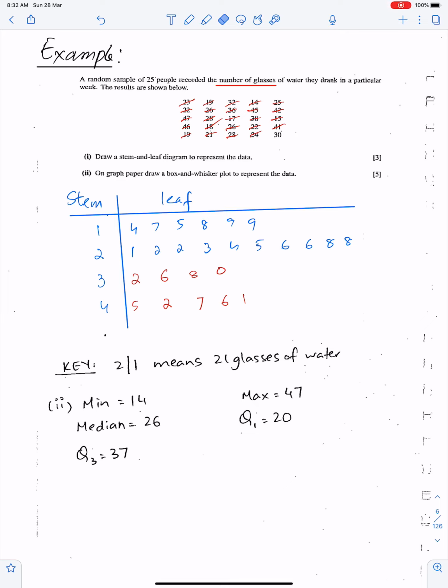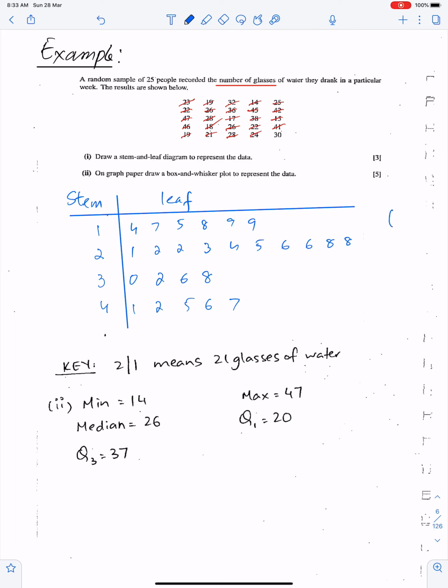The next row is 0, 2, 6, 8. Then 1, 2, 5, 7. Sorry, 1, 2, 5, 6, 7. Zero, 2, 6, 8. 1, 2, 5, 6, 7. Yeah, I guess 7. 47. Yeah, exactly. That's fine. Please follow this method which I just used and write the totals here.